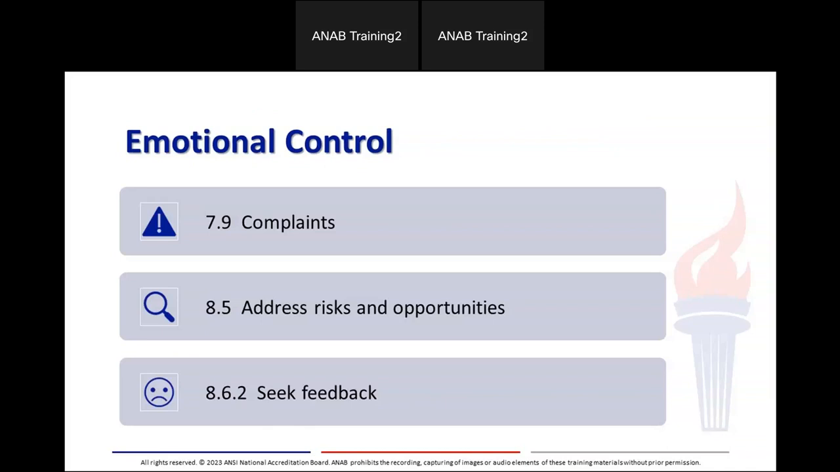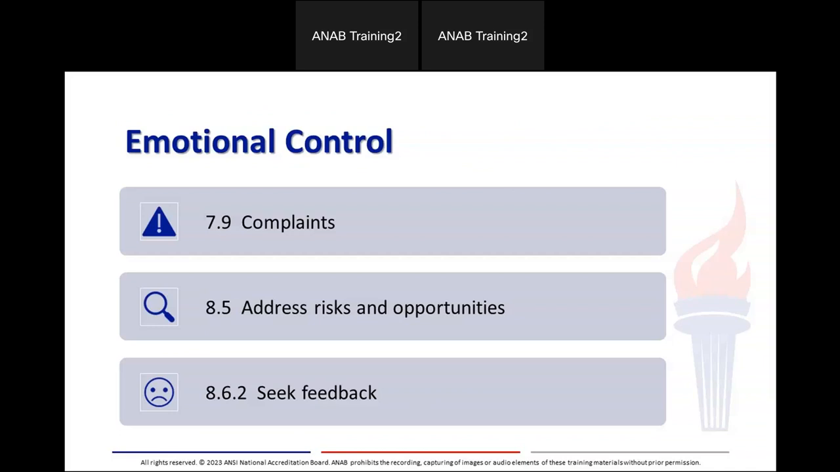There are some requirements that do need to be addressed in any management system that do speak to, quote, the feelings of the organization and the organization's well-being. So we need to address complaints and feedback provided. This is really addressing the feelings of our customers, the feelings of our stakeholders, our vendors, and possibly even our employees.